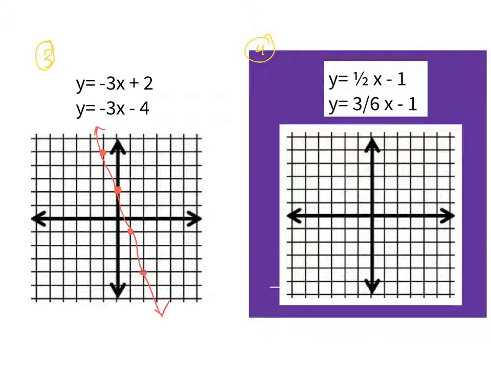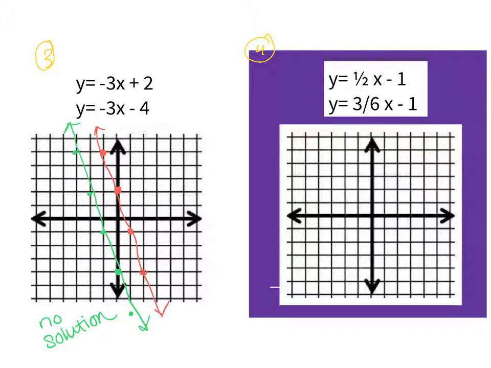That next equation is y equals negative 3x minus 4. So I have a y-intercept of negative 4, and I am going to go down 3, right 1. And on the opposite side, up 3, left 1. And here, I have parallel lines. So this has no solution.